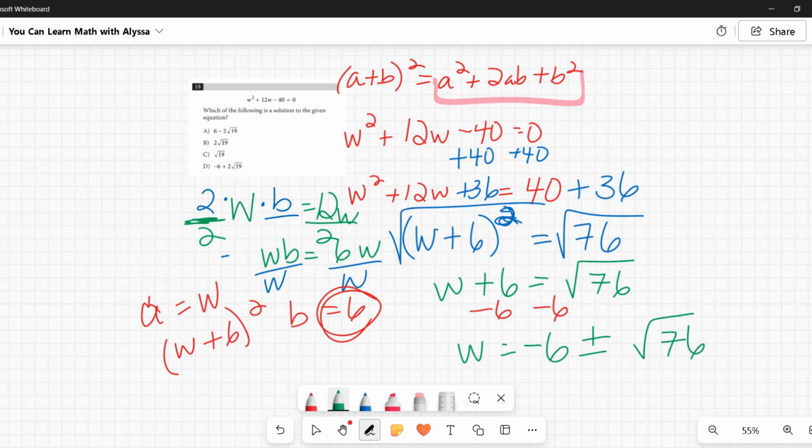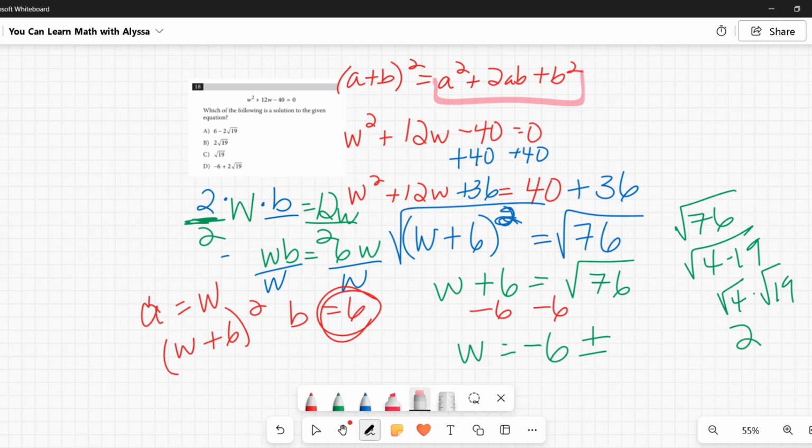But I have to make sure I simplify it. And again, because all my answers have square root of 19 in it, I divide 76 by 19 to see what I get. And sure enough, I get 4. So I know that square root of 76 is equal to the square root of 4 times 19, or square root of 4 times square root of 19. Square root of 4 is 2. So square root of 76 is the same as 2 square root of 19. Again, same thing. Negative 6 plus or minus 2 square root of 19, and that one there is d.